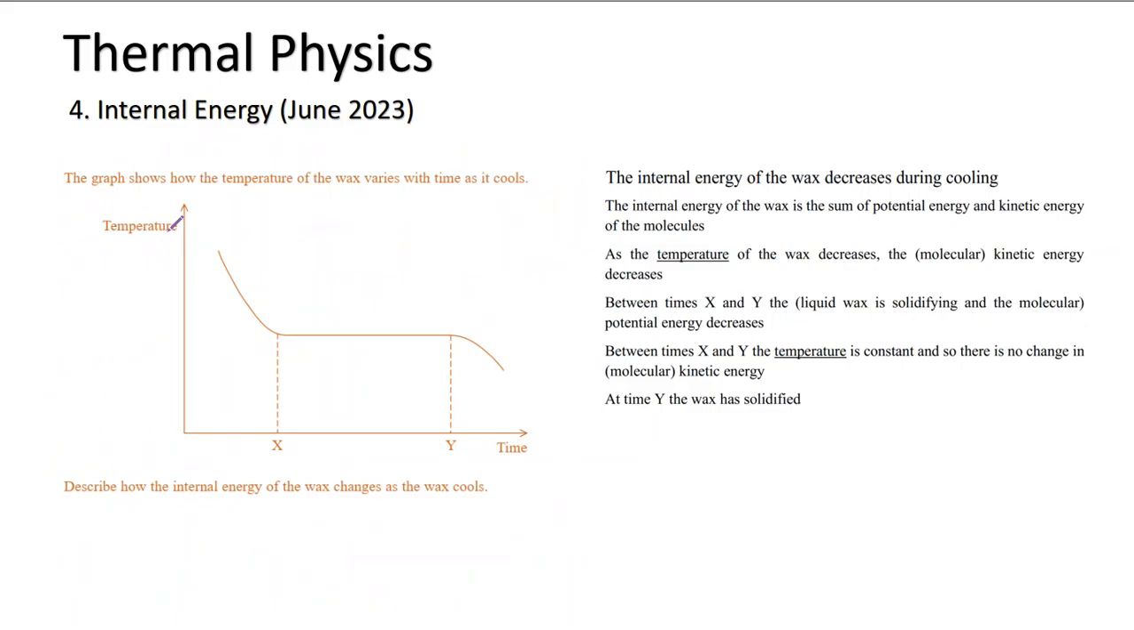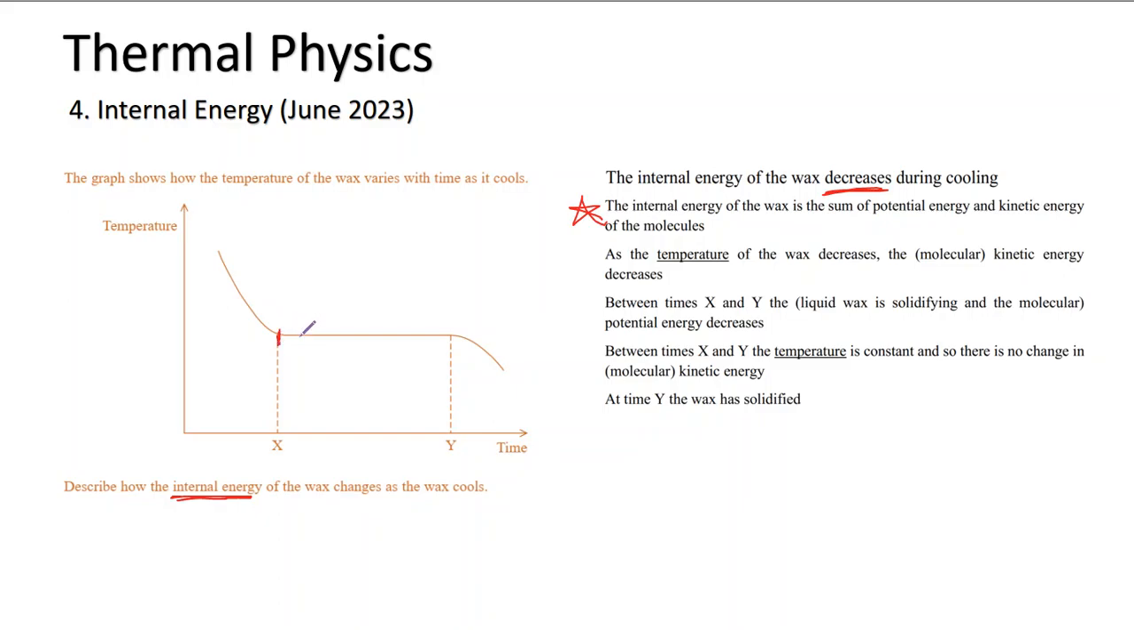Then you have internal energy. Every time a question asks you about internal energy, it's always a good practice to start with the definition of internal energy. Internal energy is the sum of molecular kinetic energy and potential energy. So this is a very important point. And when something is cooling, the internal energy always decreases. So as the temperature of the wax decreases, the molecular kinetic energy decreases, because kinetic energy depends on temperature. As temperature decreases, kinetic energy decreases. So that's what decreases the internal energy.